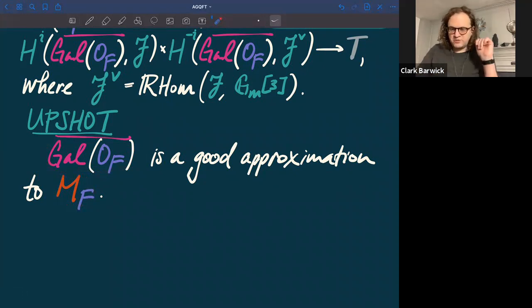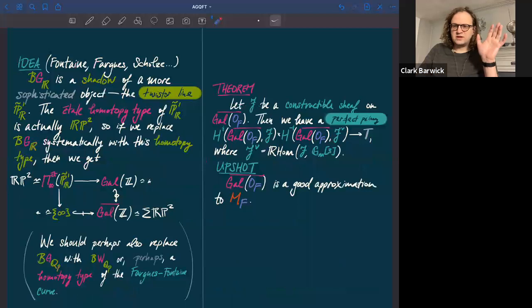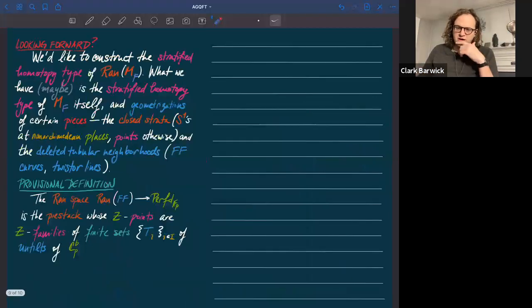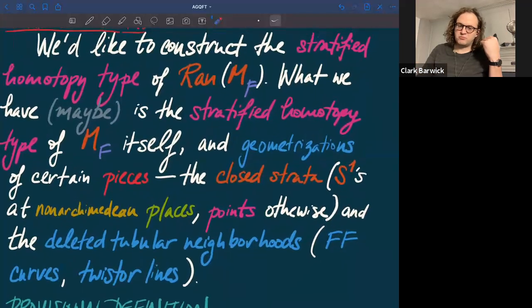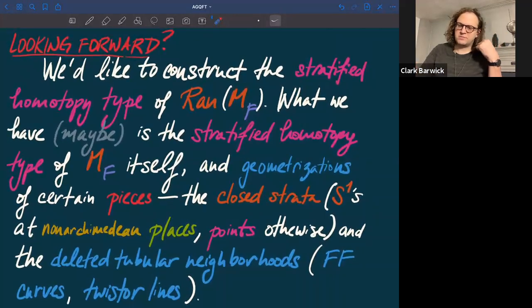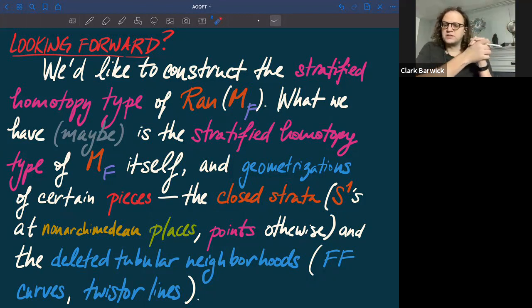But from the point of view of the challenge that I mentioned, I haven't gotten very far. So this is where the talk is going to stop. I wanted to try and construct the stratified homotopy type of a Riemann space attached to MF. What I'm proposing here is that I've constructed something like the stratified homotopy type of MF itself, or at least an approximation there too. But somehow there's some extra information here.